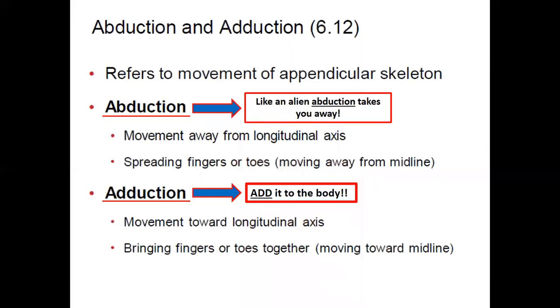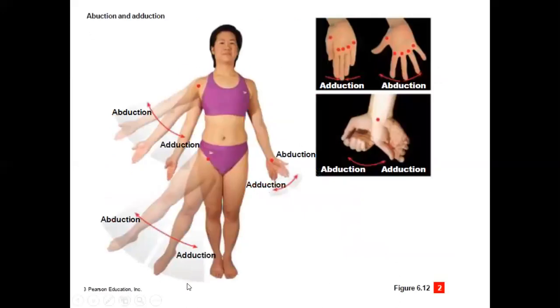Adduction and abduction refer to movements of the appendicular skeleton. Think about abduction like taking something away, like an alien abduction. It's when you move something away from the longitudinal axis, so move your arms away from your body into a T. That's abduction. And now take that T and add your arms back to your body. That's adduction. So there's adduction, moving the arm or leg towards your body, and abduction, away from. You can also adduct and abduct your fingers, and adduct and abduct your wrist.